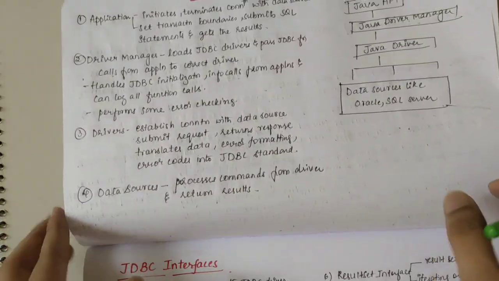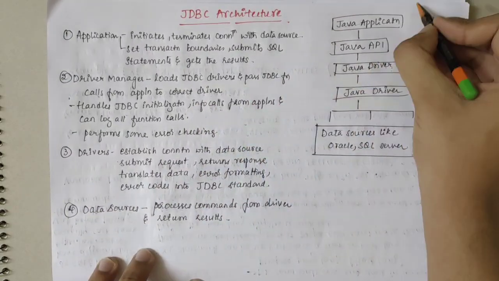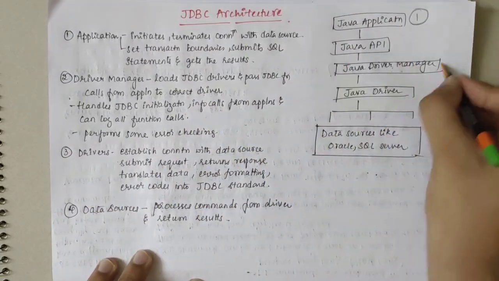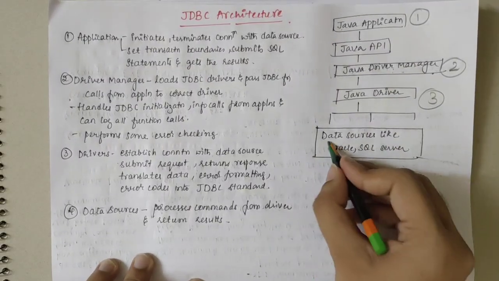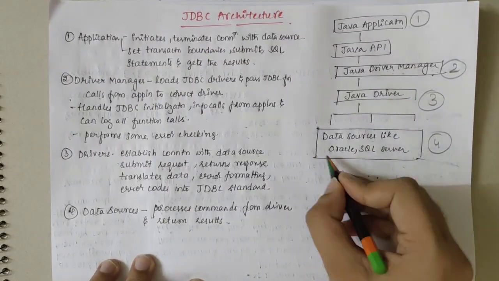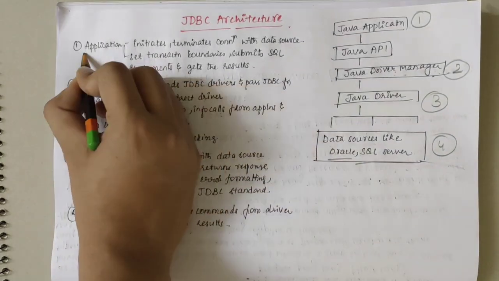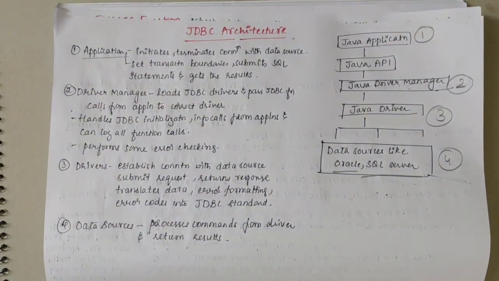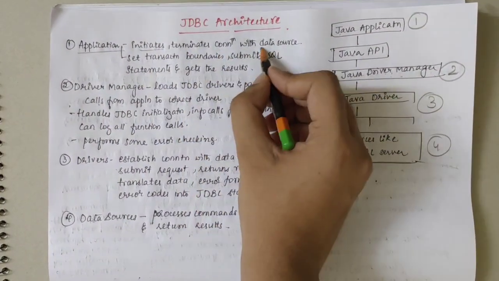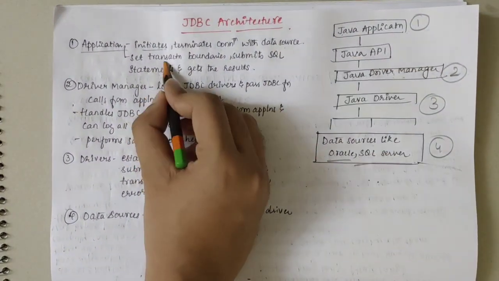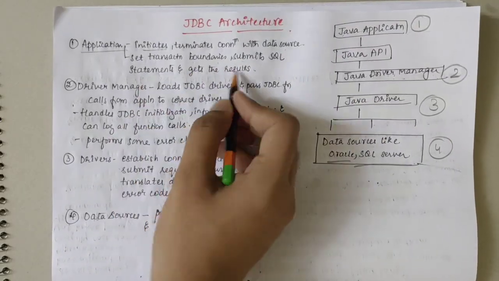Next we have JDBC architecture. So JDBC architecture has first the Java application part, then we have the Java driver manager, then we have the Java driver, and then we have the data sources, which could be Oracle or SQL Server or any other servers. So the first we have is the SQL application. The application initiates or terminates the connection with the data source. It sets transaction boundaries, submits SQL statements and gets the results.